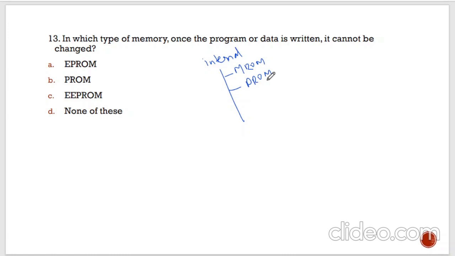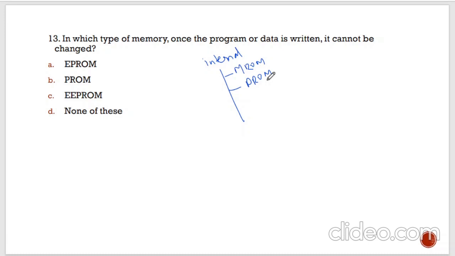MROM is masked ROM, masked read-only memory. Whatever instructions are stored in the masked ROM cannot be changed, and cannot be accessed by the user. The programs written in the MROM are developed by the manufacturer itself. So that is one type of ROM.